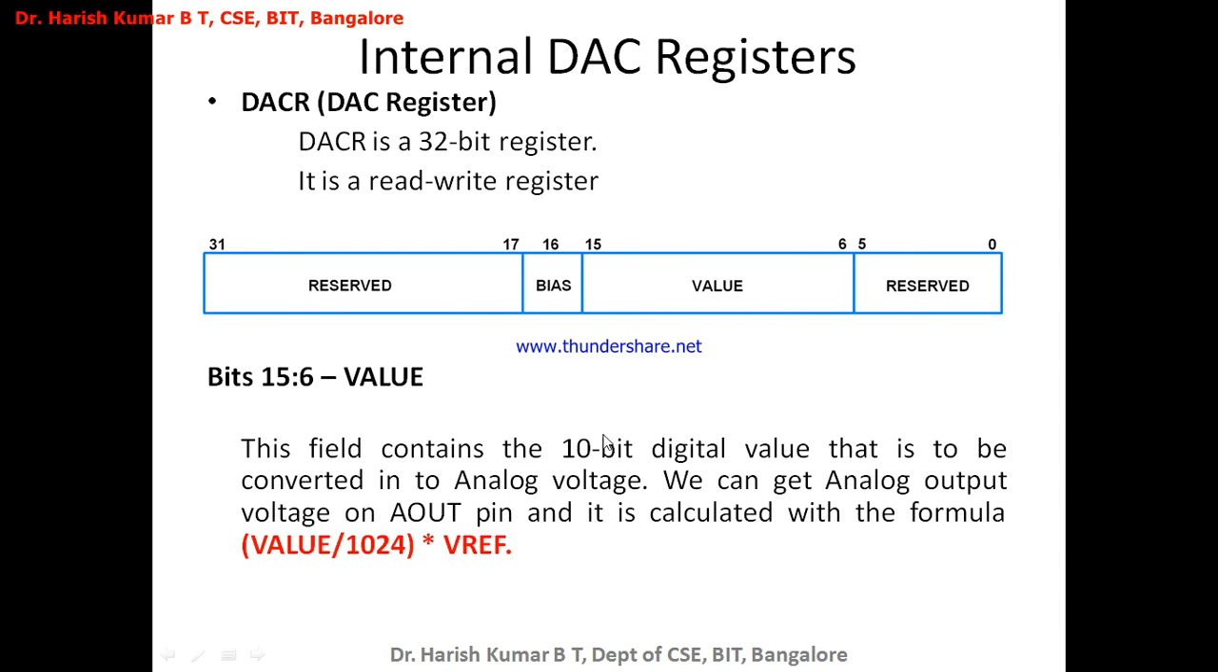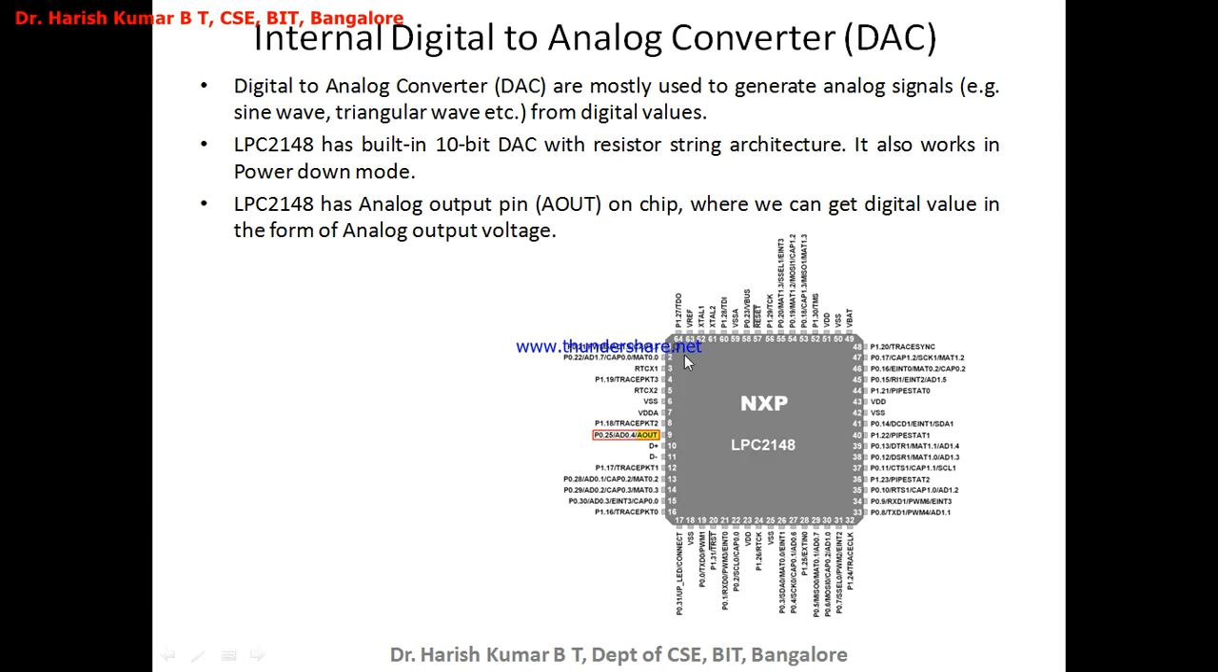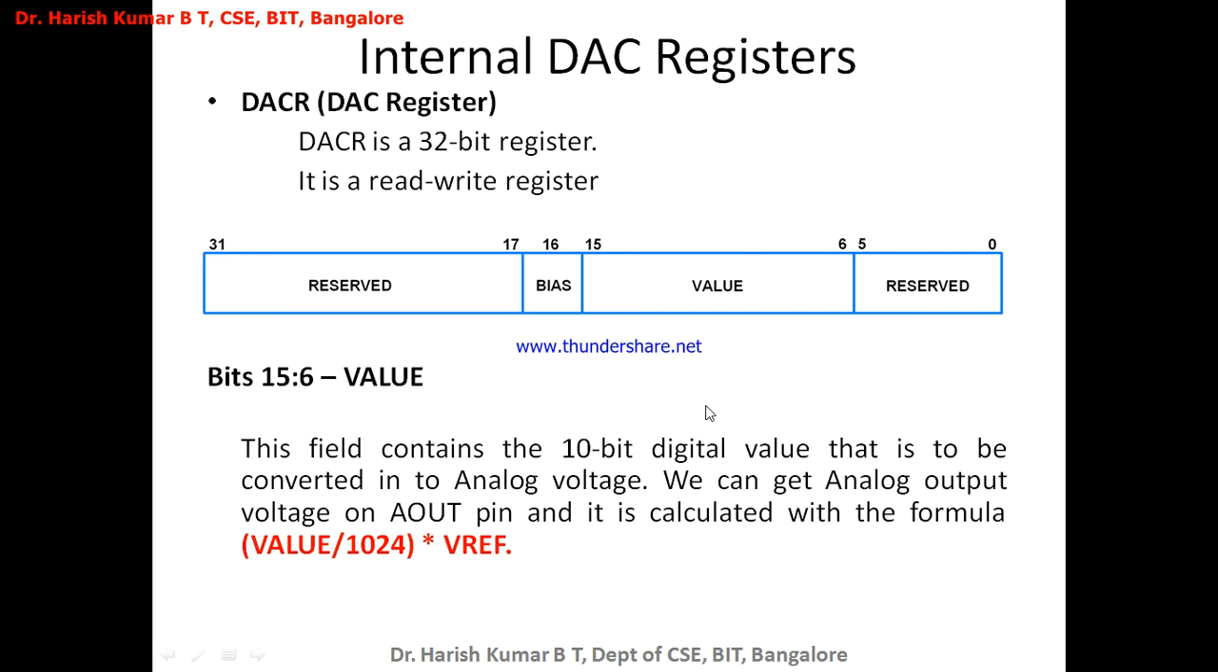Now how is this 10-bit digital value going to be converted into analog voltage? This is the formula that is used. Whatever value you give here, say for example I make all the bits from the 6th to the 15th as 1. Binary 111, all the bits I'll make 1. I have 10 ones. Now what is its decimal equivalent? 1023. So 1023 by 1024 into Vref voltage. The Vref voltage is given here at pin 63. Using that it will compute the analog output voltage.